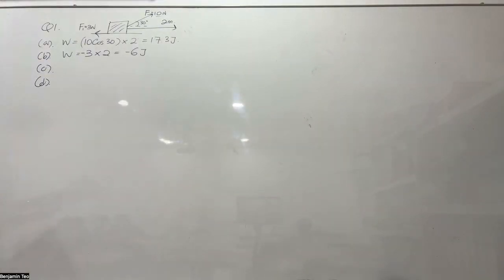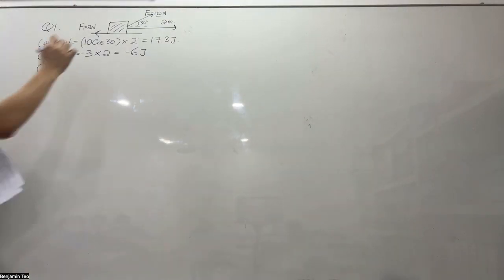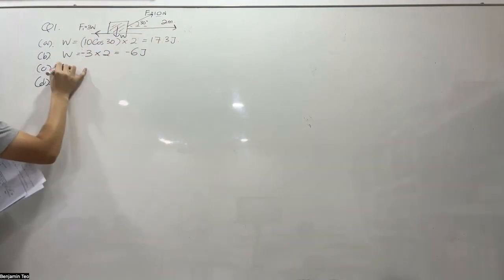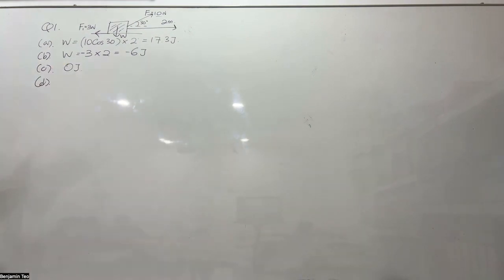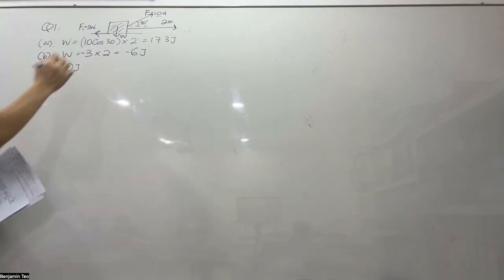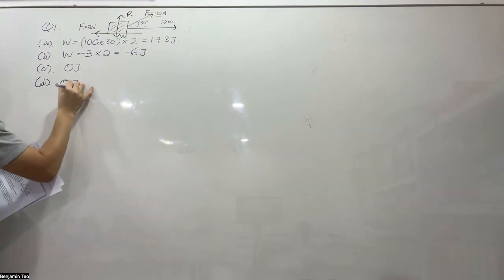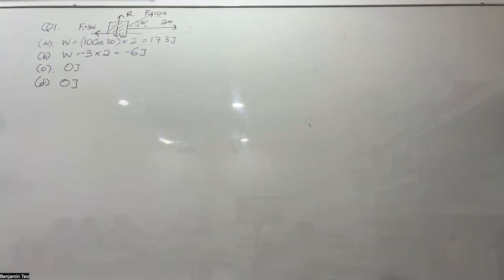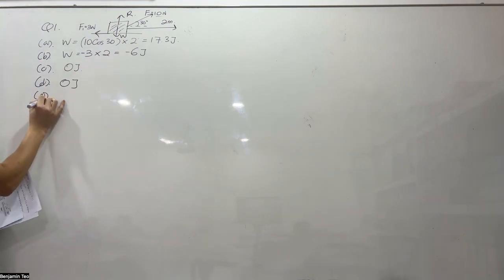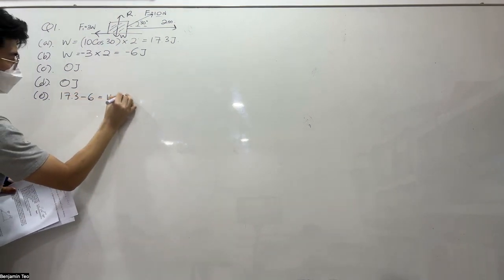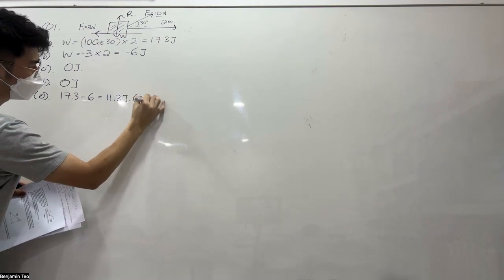Okay, see the work done by the weight. Weight is downward, distance is to the right, nothing, 0. D, by the reaction, same, reaction is upward, distance is to the right, so 0. Total work done. What's the difference?